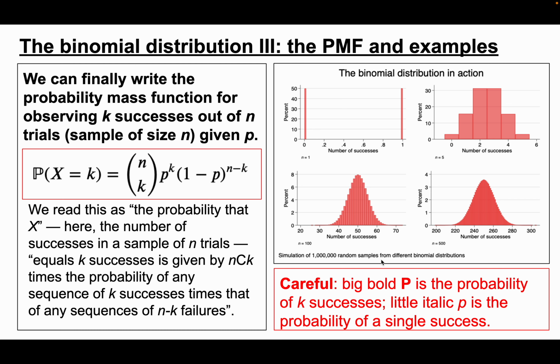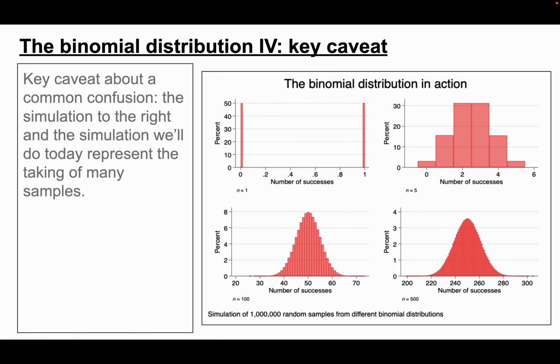Just as a reminder, again, big bold P is the probability of K successes. It's what's known as a binomial probability. Little italic P is the probability of a single success. It's the mean of the dummy variable in the population.